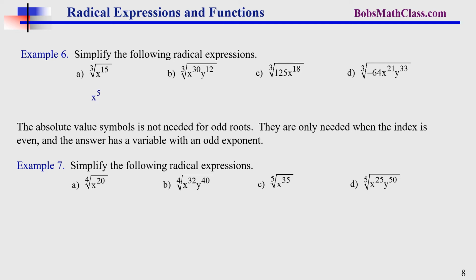30 divided by 3 is 10. 12 divided by 3 is 4. X to the 10th, y to the 4th.